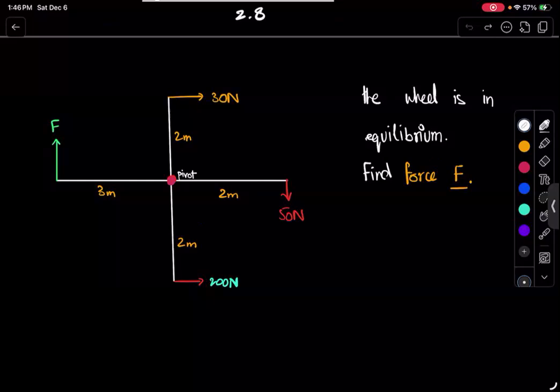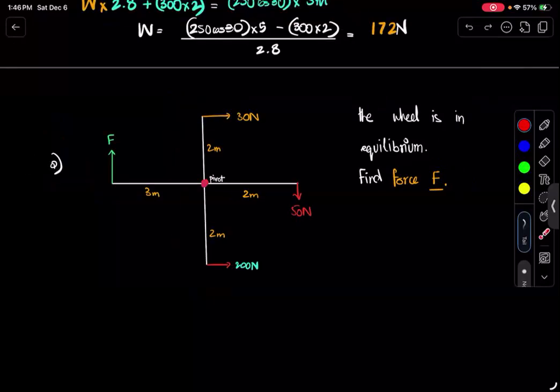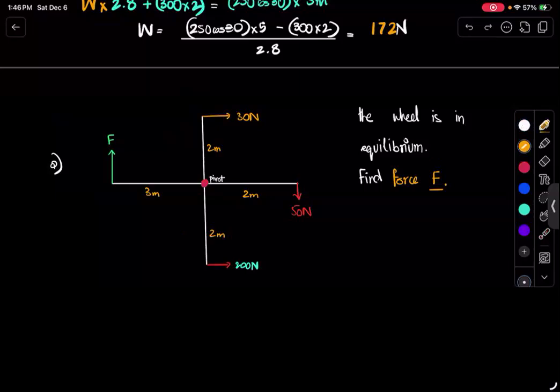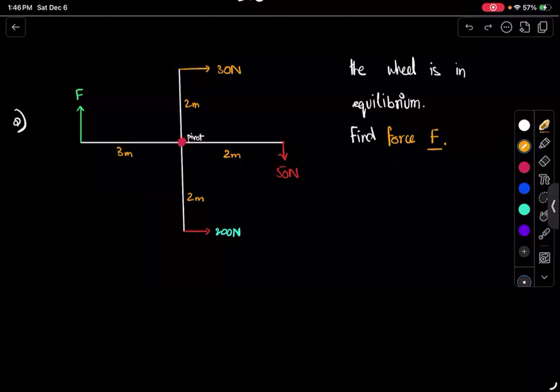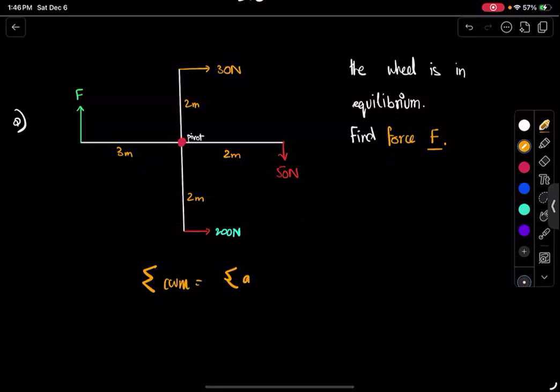Now, the forces are at different points, at different spokes of the wheel. The question is, find the force F. This is a pretty simple one. This should not take more than 2 minutes. You just have to plug in the values. Again, sum of clockwise moments is equal to sum of anti-clockwise moments. That's all. You just have to write down which are clockwise and which are anti-clockwise.